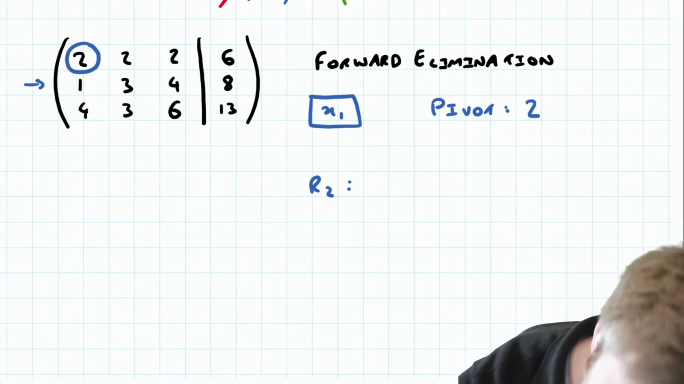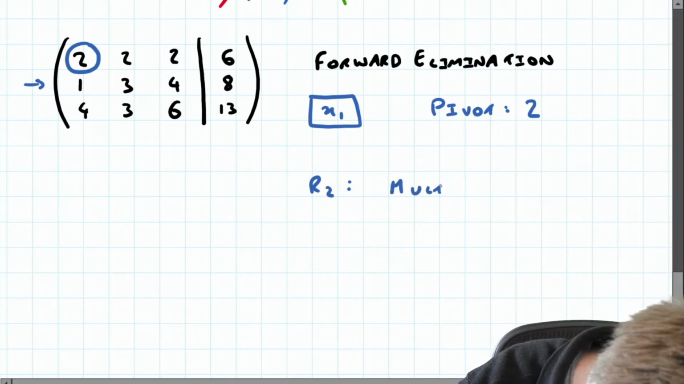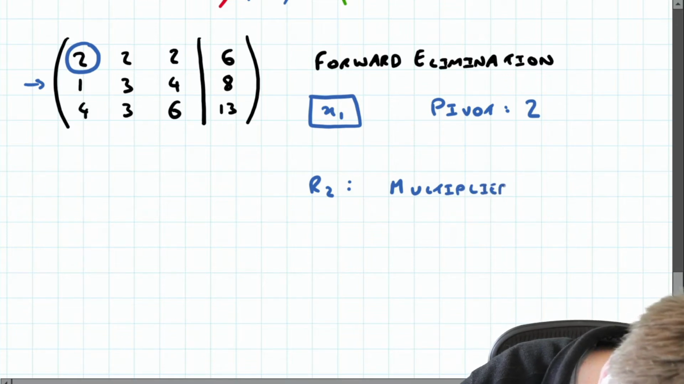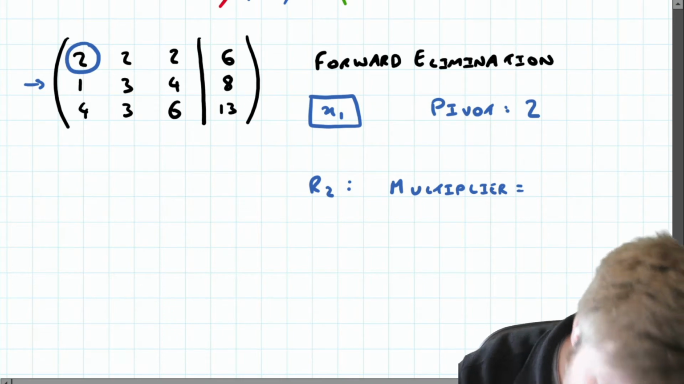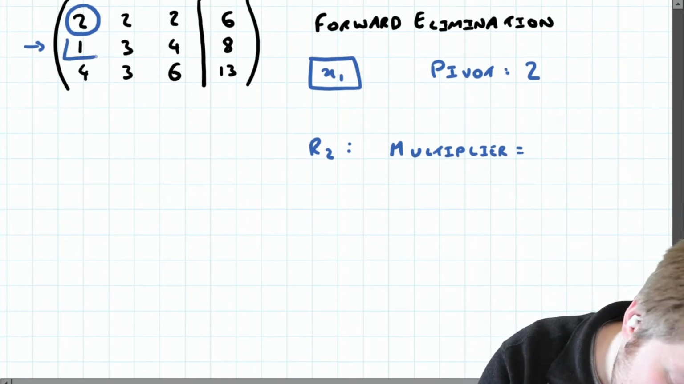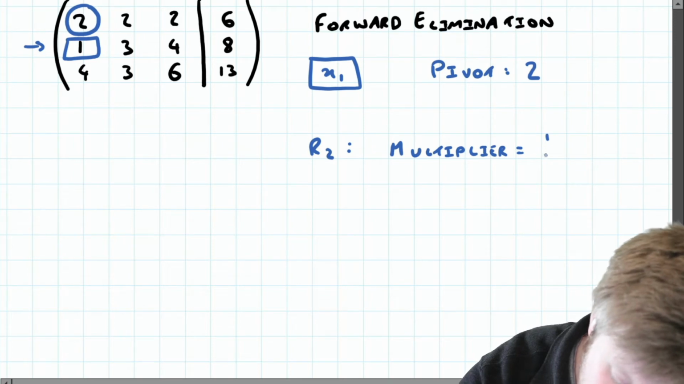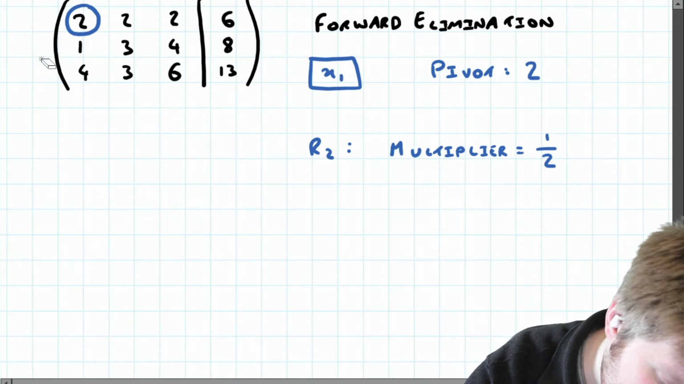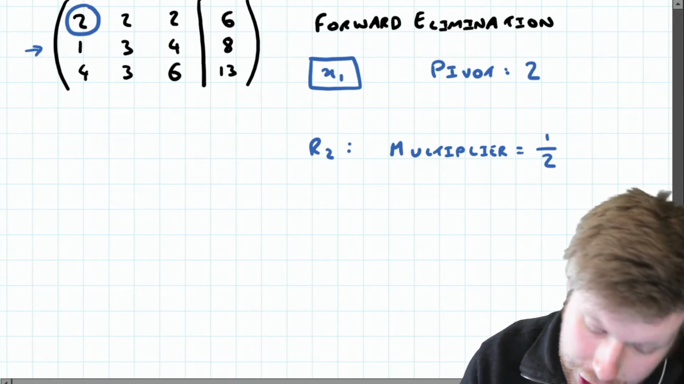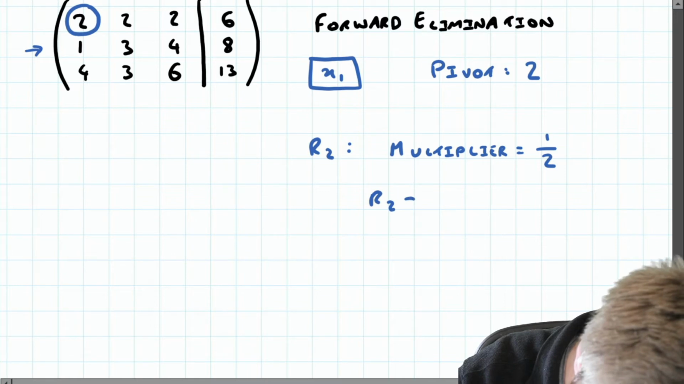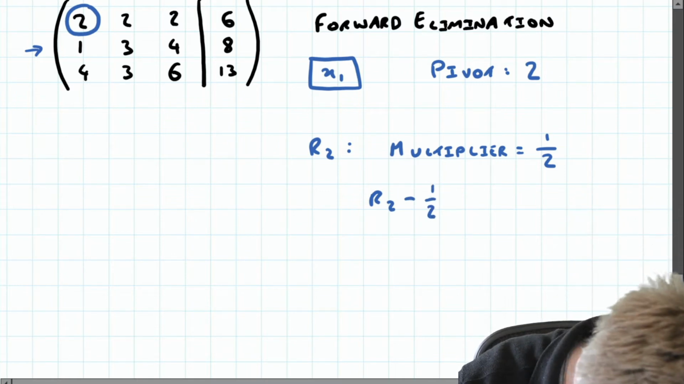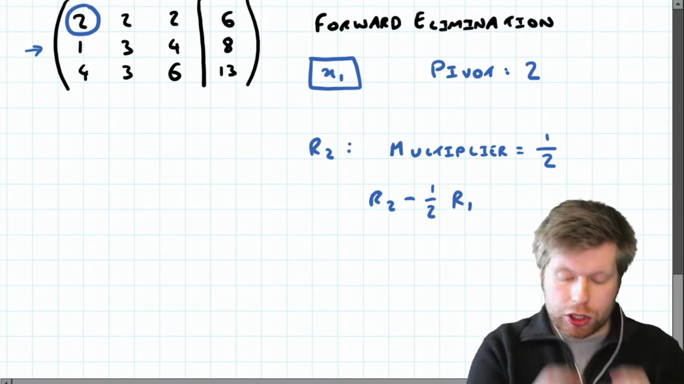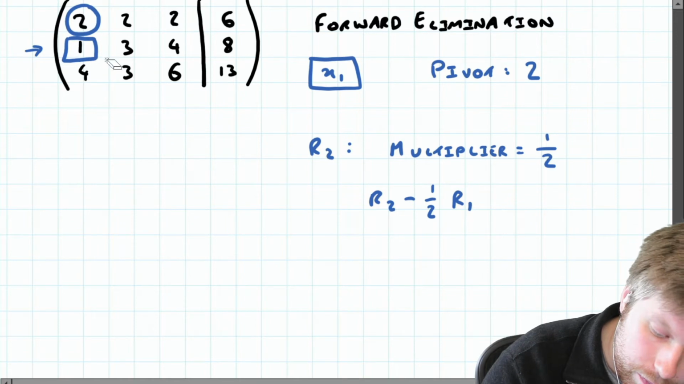So first things first, I need to figure out what the multiplier is. So how many times I'm going to subtract row 1 from row 2 in order to eliminate that 1 and make it go to 0. Now in order to work out what the multiplier is, I simply take the element which I'm trying to get rid of, which in this case is 1, and divide it by my pivot, which I just said was 2, because it's the first row, that's the thing which I'm keeping. Okay. So therefore, if I take row 2 and subtract my multiplier, which is a half, times row 1 from row 2, then that 1 should go to 0. Okay, so let's check that out.